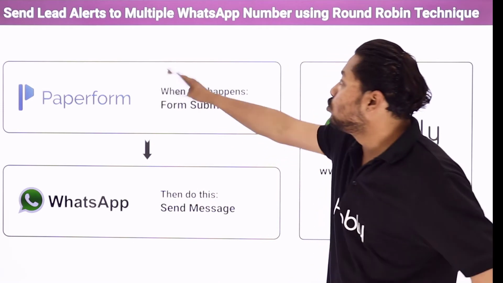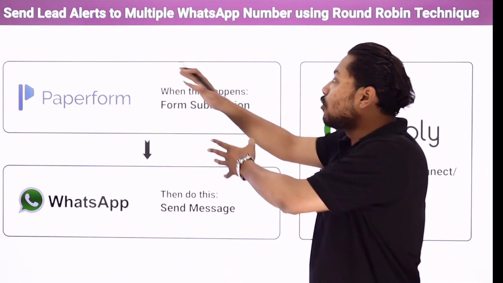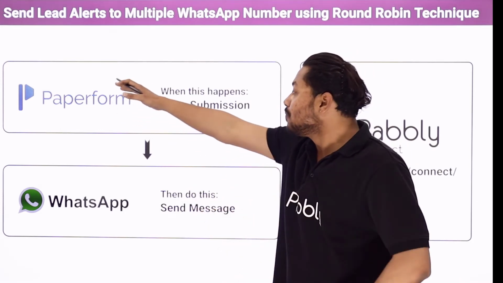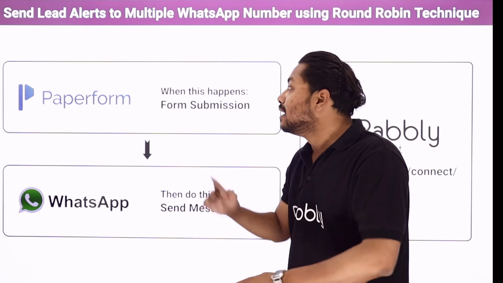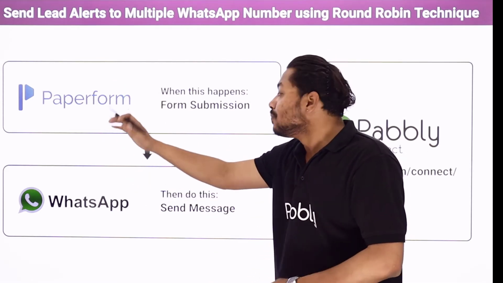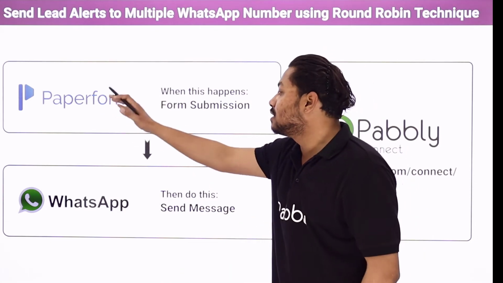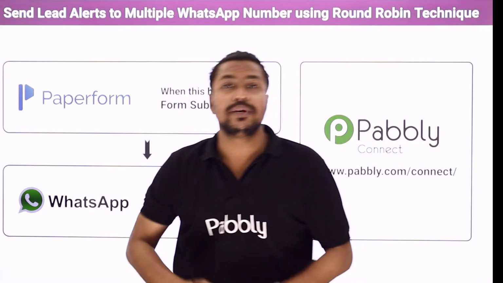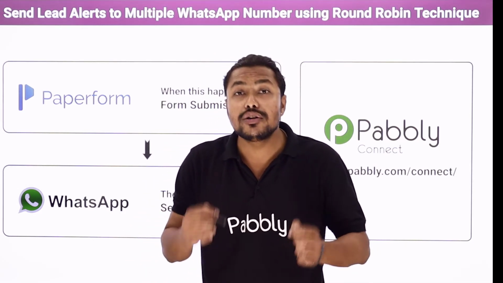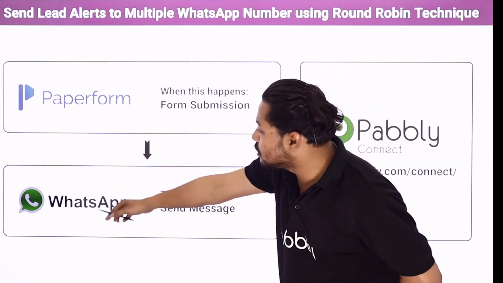So we are going to do this automation, and to do this automation I am using Pabbly Form and WhatsApp, where a form submission will be done through Pabbly Form and a message will be sent to the WhatsApp number of the first employee. Then again on second submission the message will be sent to the WhatsApp number of employee B, and on third submission the message will be sent to the WhatsApp number of employee C. Now to do this automation we are going to use an integration and automation service, Pabbly Connect, which will help us connect Pabbly Form and WhatsApp together.